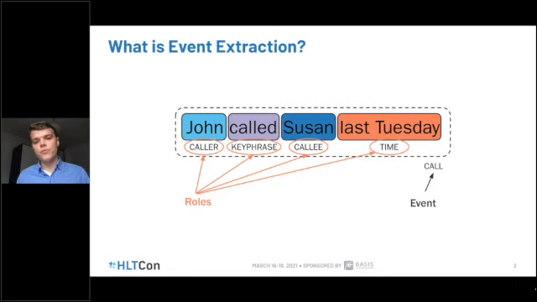And lastly, we find that typically events are associated strongly with various key phrases, or sometimes called trigger phrases, which are very strong signals that an event is present in a piece of text. So in this case, we have the word called would be one of these.